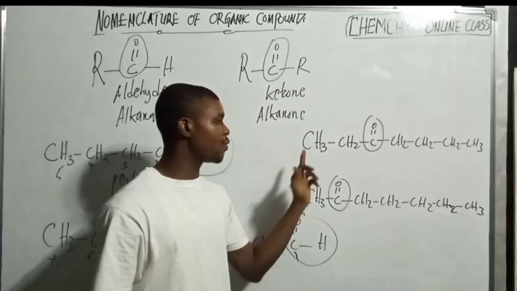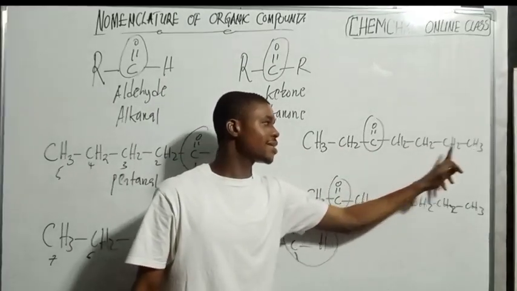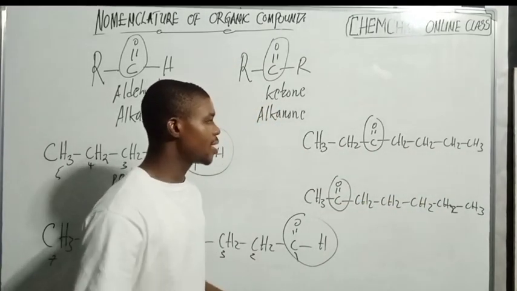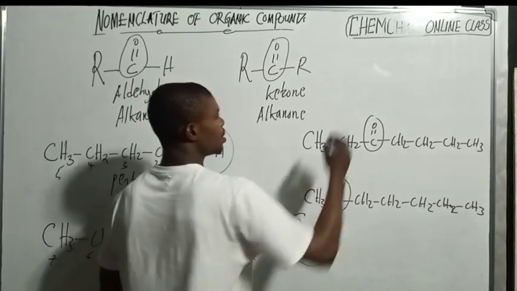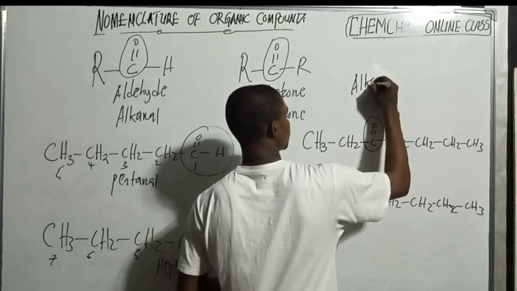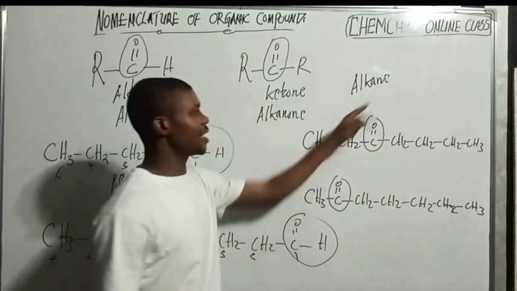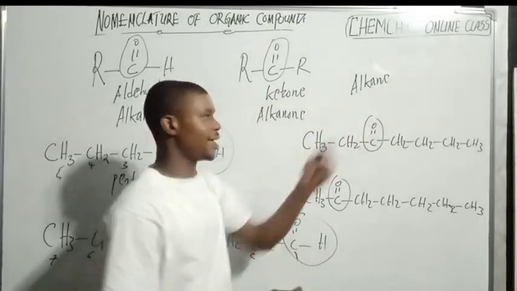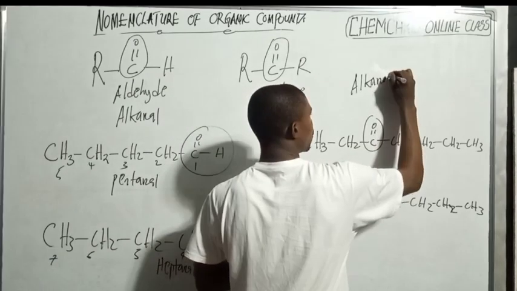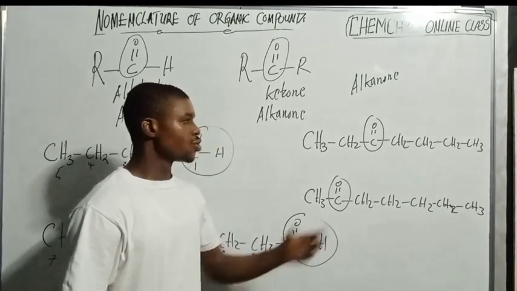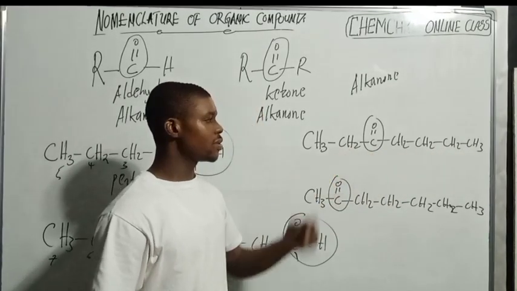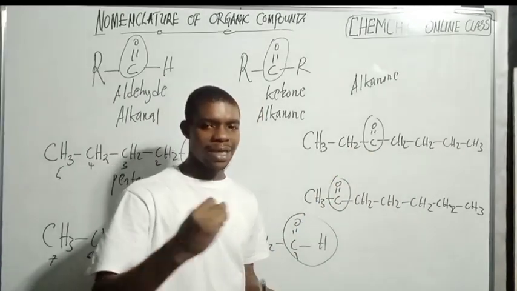So how many carbon atoms do we have? 1, 2, 3, 4, 5, 6, 7. So it's going to be heptanone. It is derived from the alkane: when you remove the E, you add O-N-E, so you call it alkanone. Since here you have 7 carbon atoms, it is going to be heptanone.